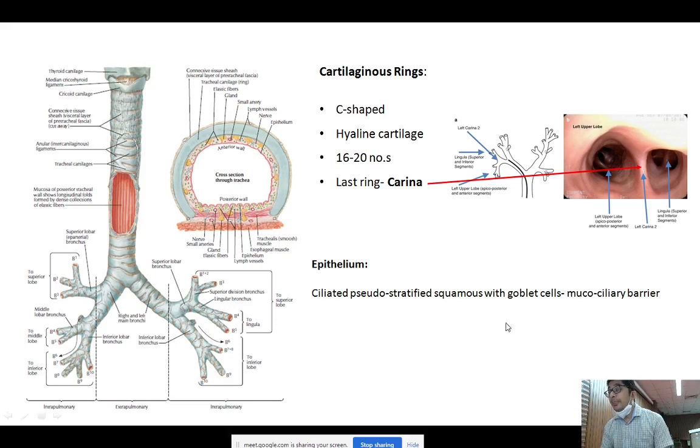The epithelium is ciliated pseudostratified columnar epithelium, and there are so many goblet cells along with it. These goblet cells are secreting the mucus. The cilia are there, so there is the mucus with the cilia. Any foreign particles will get attached to the mucus, and the cilia will beat it up, which is known as ciliary current, and that part is known as the mucociliary barrier.